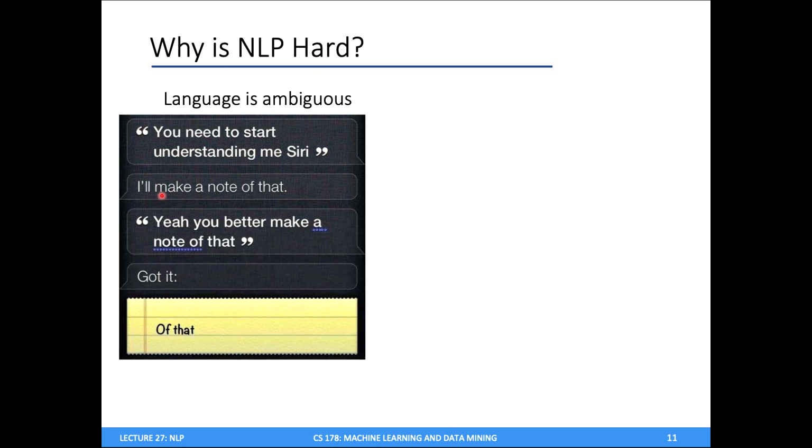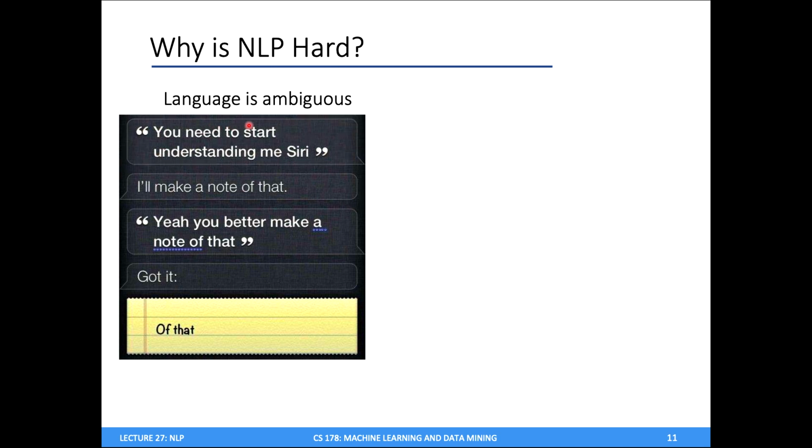Okay, so why is NLP hard? Why is there a whole field of machine learning dedicated to these text-based tasks? Well, the first reason is natural language is really ambiguous. So here's an older example. I don't think this works on iPhones anymore. I think they fixed this one because it was a famous failure case.